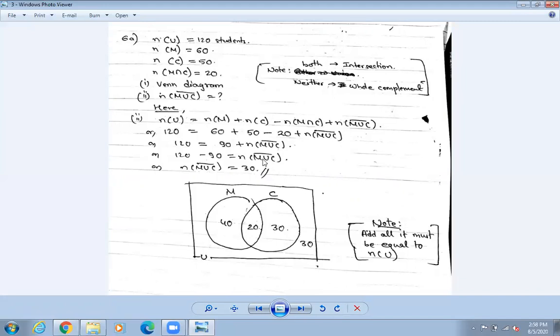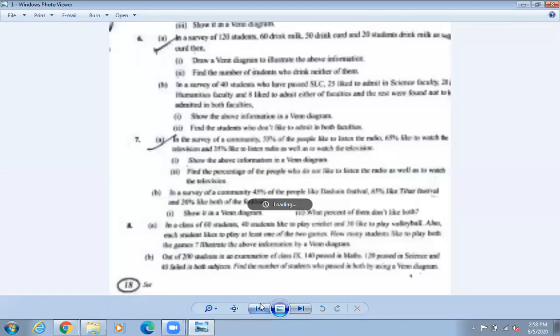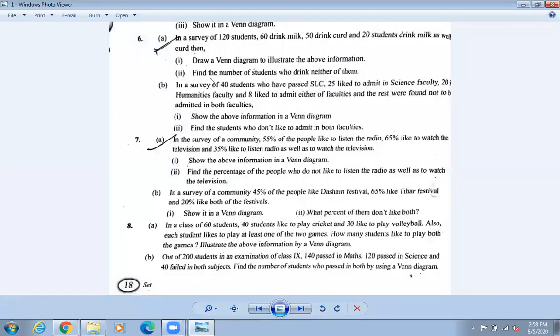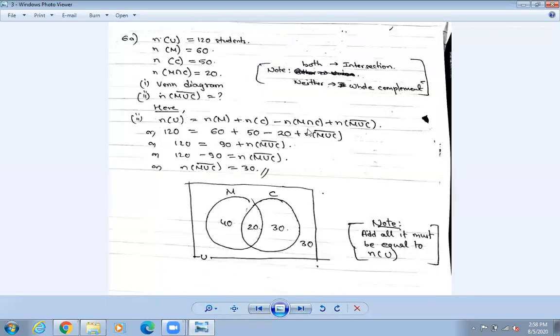Okay, you can see this question. Find the number of students who drink neither of them. Neither means complement, right? So write in your note also: both means intersection, neither means whole complement. Complement means they don't drink milk, and they don't drink curd. So complement, whole complement.